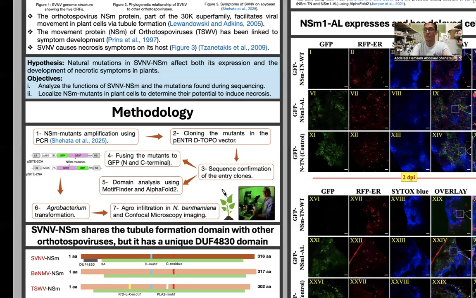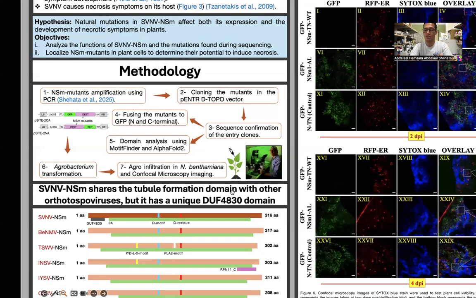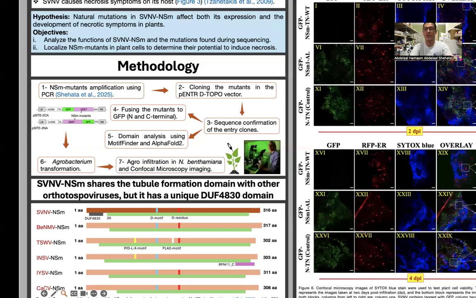Then I did Agrobacterium transformation, and Agrobacterium is the shuttle that's going to deliver my plasmid to the cell. And then finally, I did infiltration in Nicotiana benthamiana, which is a host for SVNV. So it's a good expression plant for this virus.